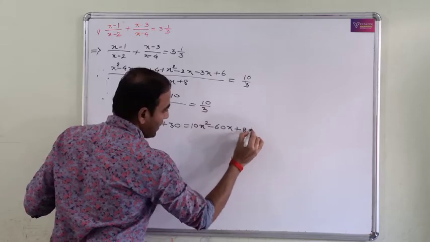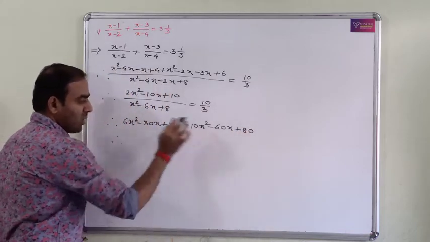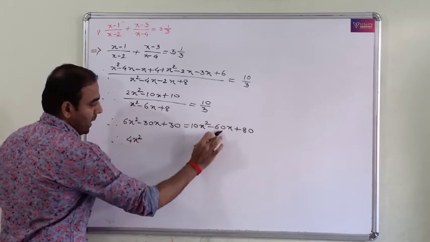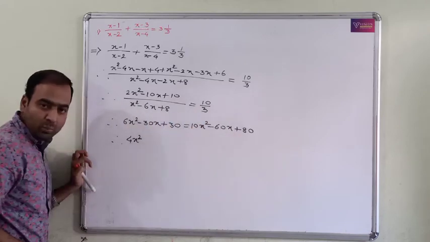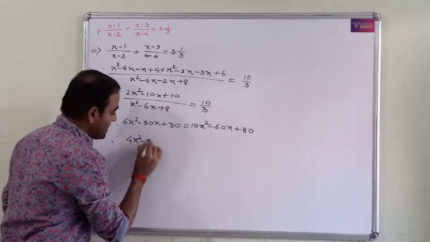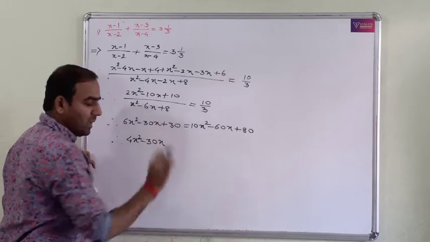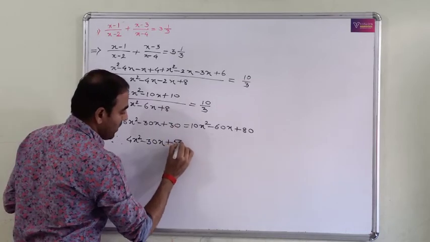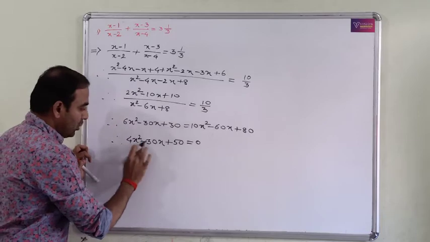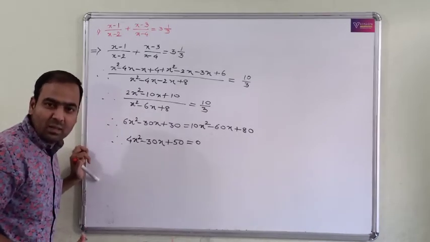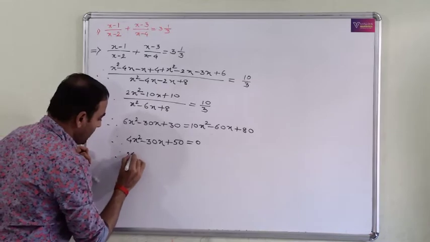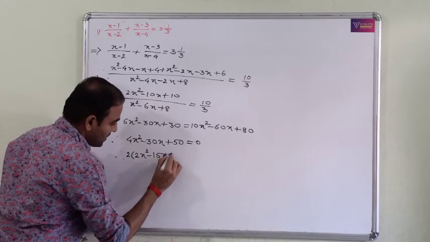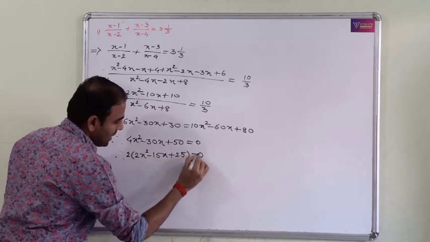10 into 8 is 80. So we get 6x square, and if you transfer it to this side, 10x square minus 6x square is 4x square, minus 60x minus 30x converted, so it is minus 90x... taking the greater number minus the smaller number, sign of the greater number: 80 minus 30 is 50, is equal to 0. Can you take 2 common, because all the numbers are multiples of 2? Taking 2 common makes it easy for us. So 2x square minus 15x plus 25 is equal to 0.